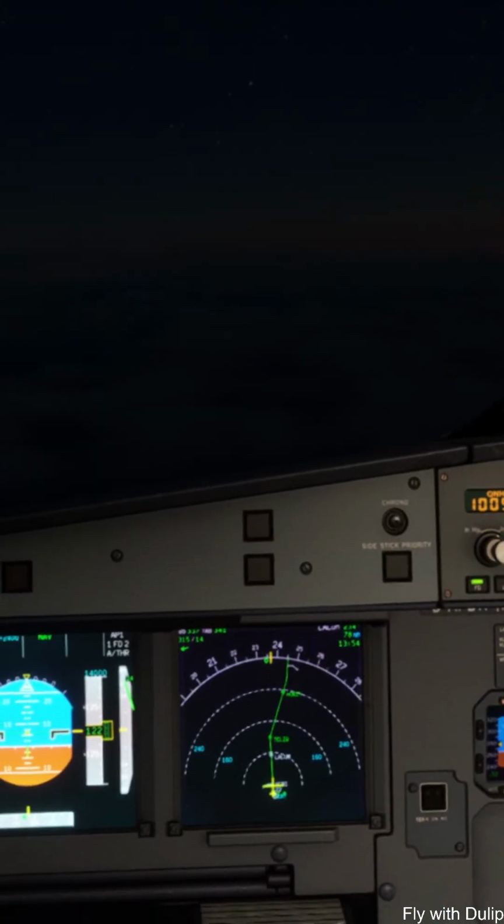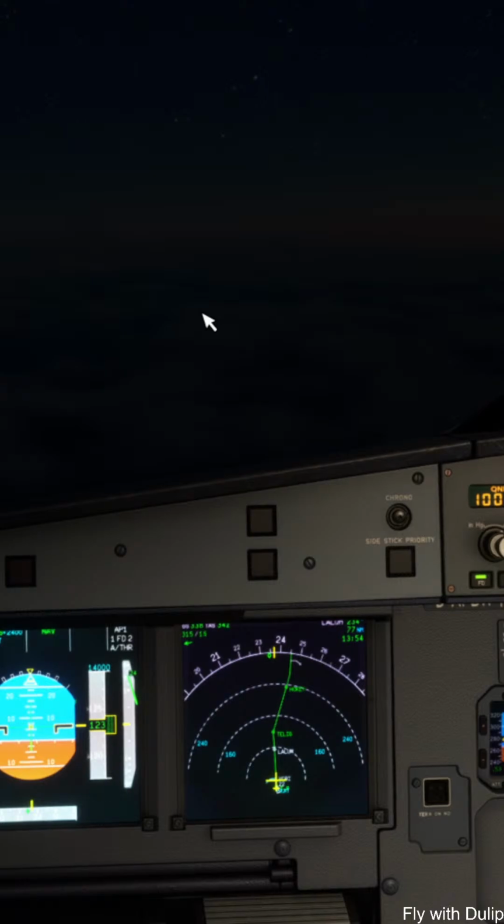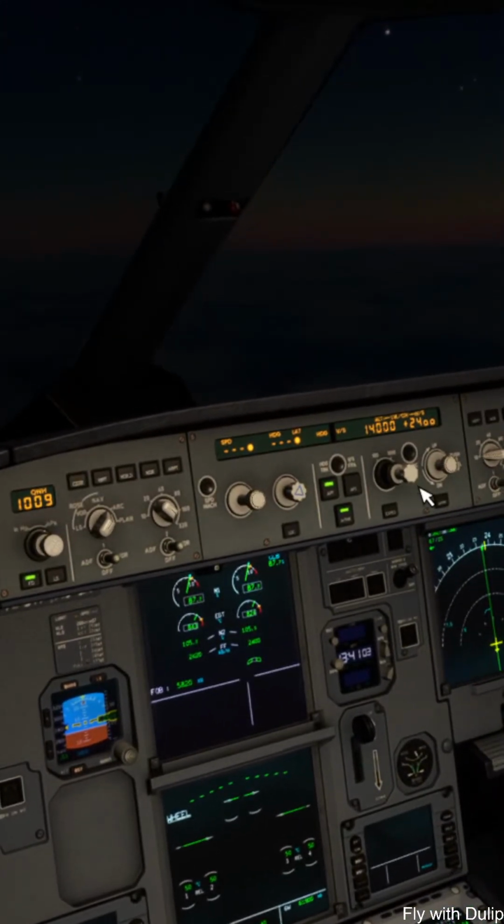103, continue climb flight level 380. Continue climb flight level 380, SriLankan 103.